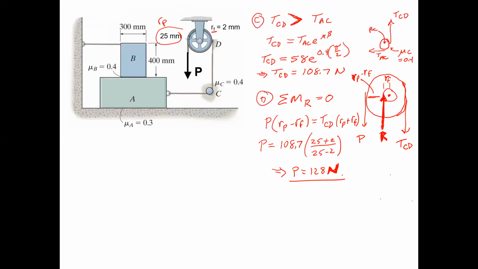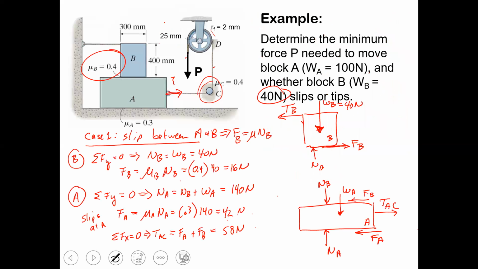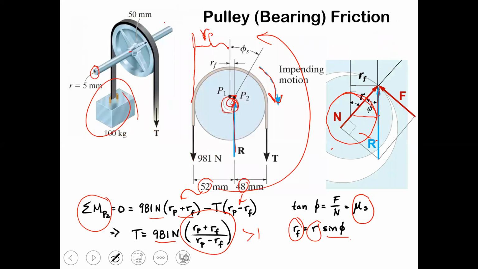Ollie? RP, I circle it right here, it's 25 millimeters. That's the radius of the pulley. Yeah, it's called the radius of friction, and it's basically how far off the friction force is causing the contact point to slip.